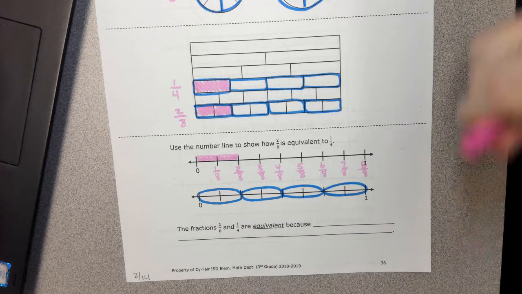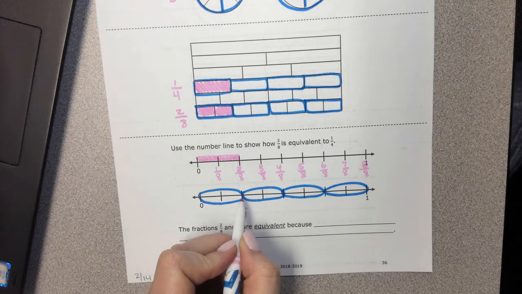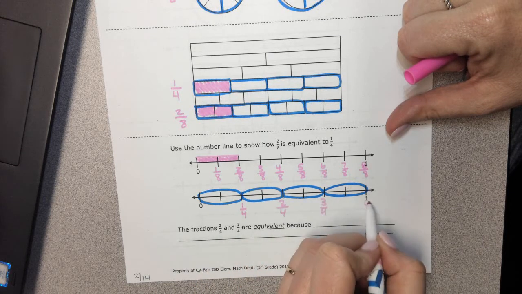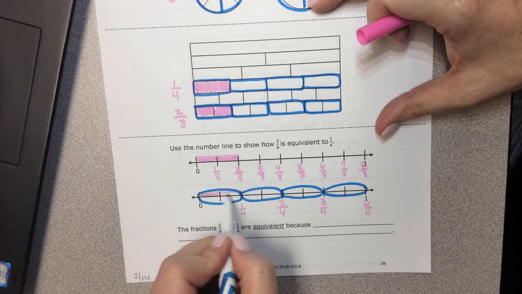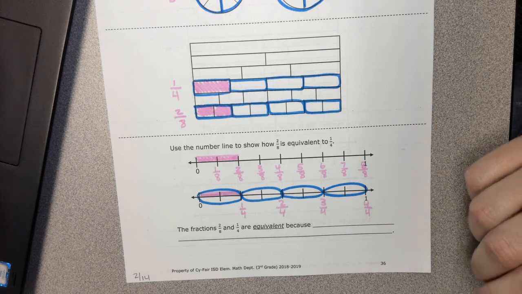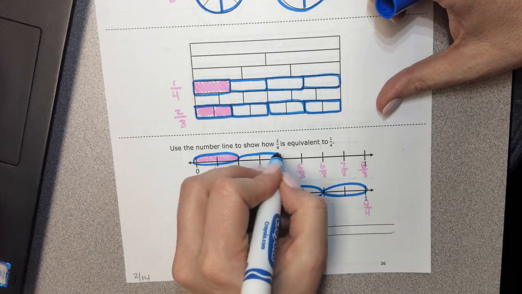So we need to label them as well. So this is 1/4 at this line, 2/4 at this line, 3/4, and 4/4, which is the same as the whole. And then we're going to shade the equivalent fraction. So our groups of 8ths show 4ths as well.